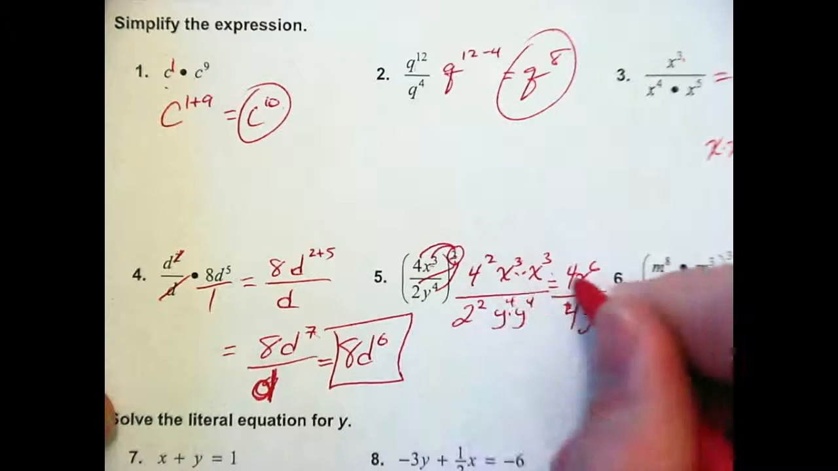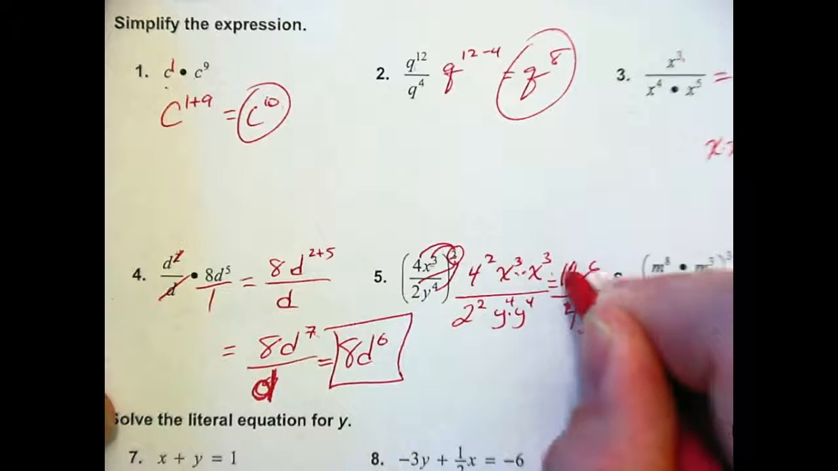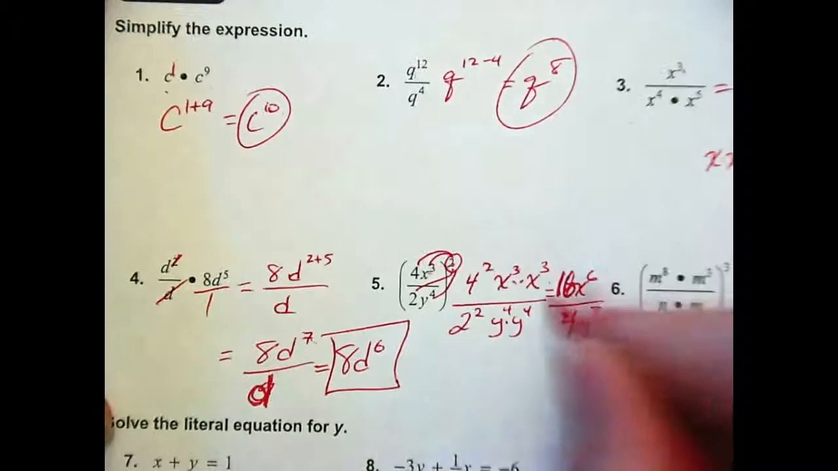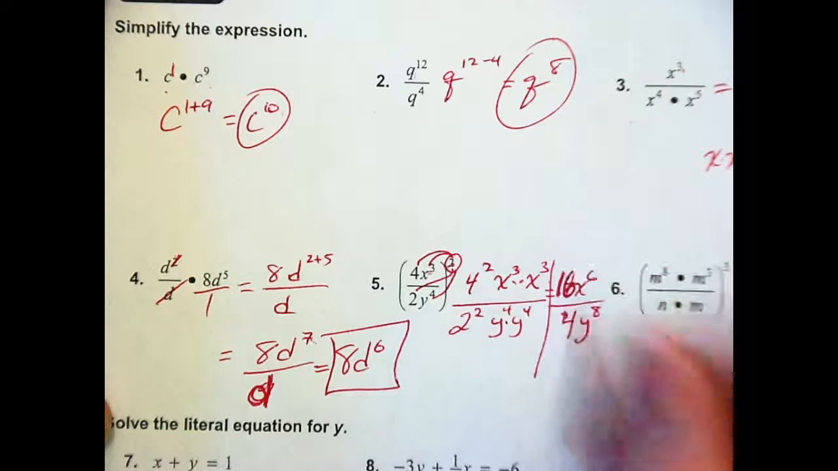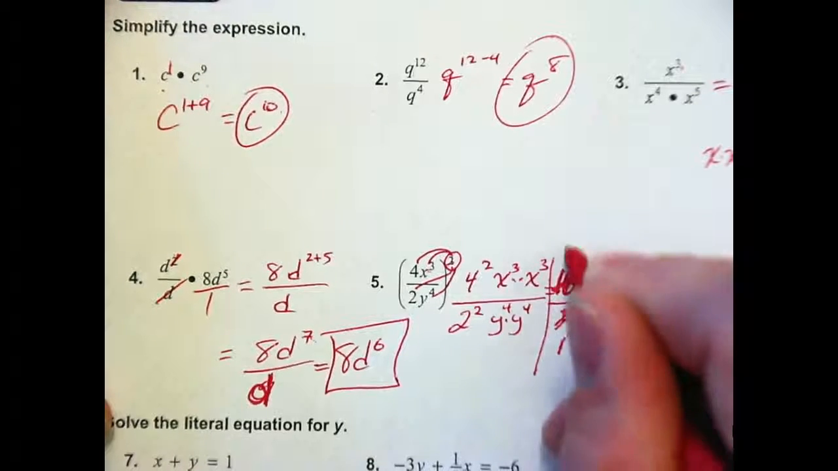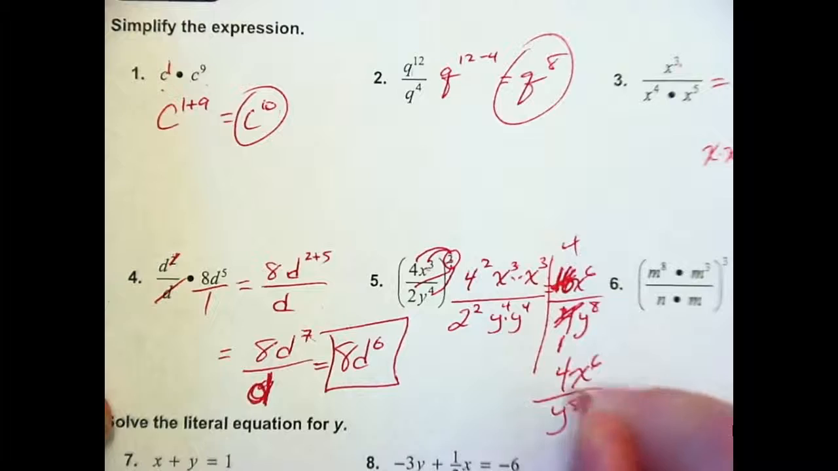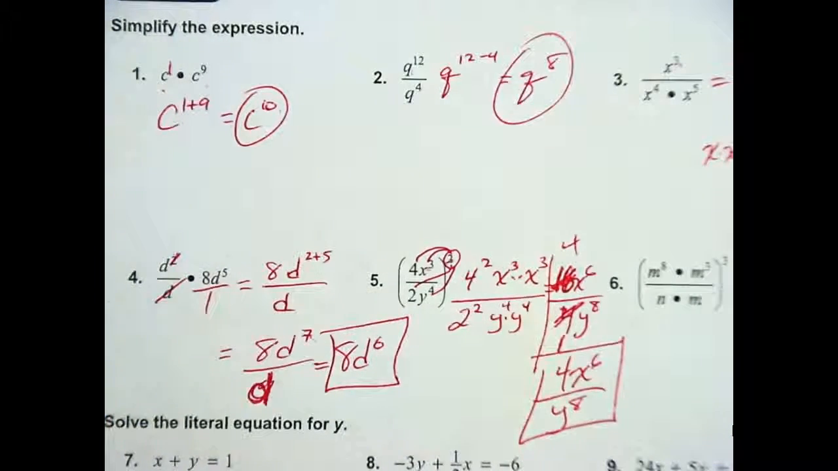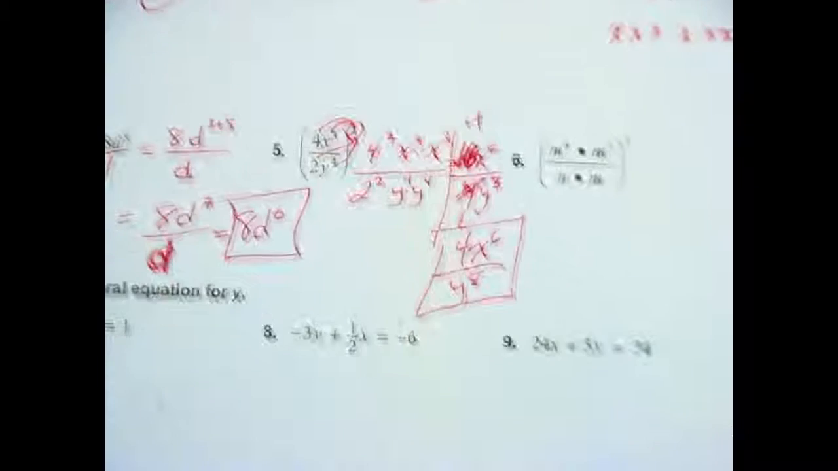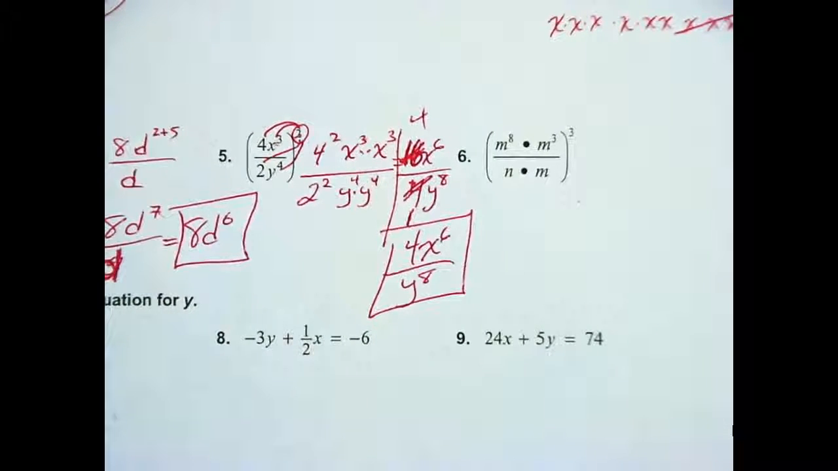4 squared should be 16. Yes, that's a good point. Thanks for pointing that out. My goodness. Okay? Hey, and then what happens here? Good, that cancels. So we get 4x to the 6th, y to the 8th. Once again, you can do it different ways. Okay, you may have got there a different way, and that's okay.